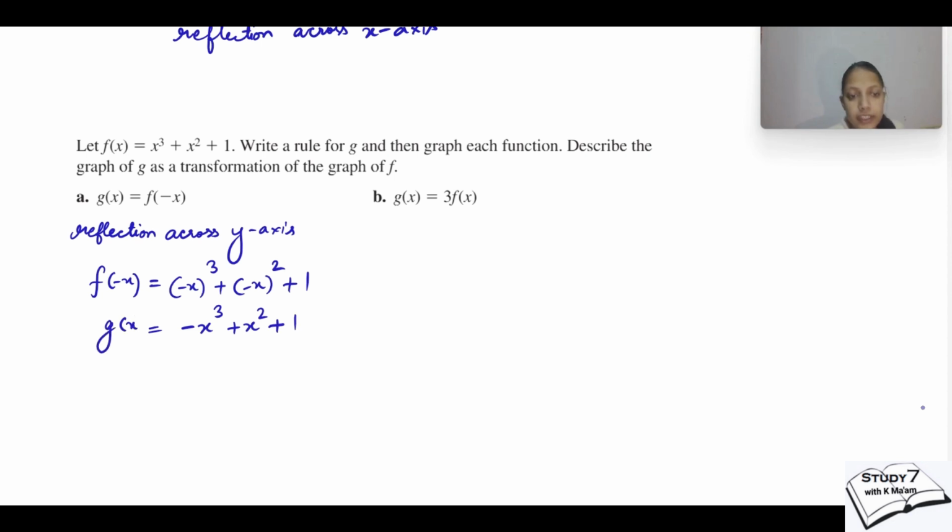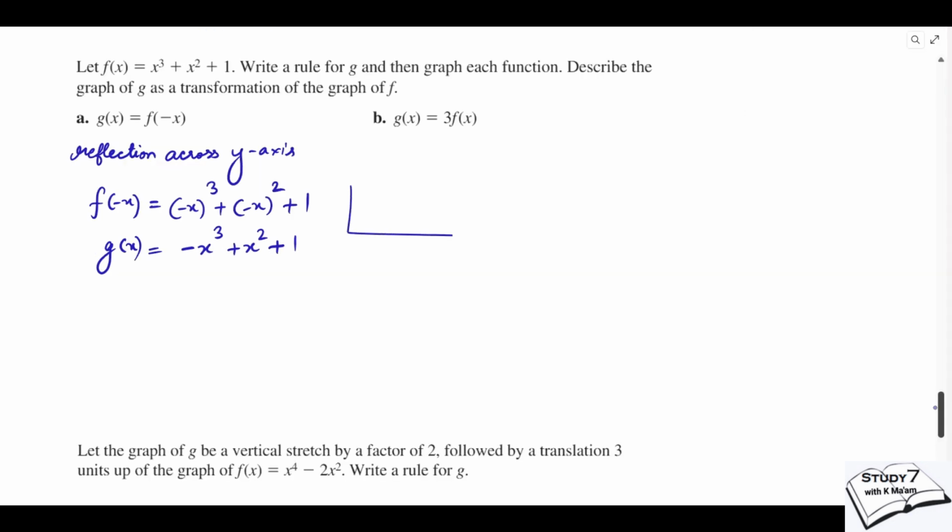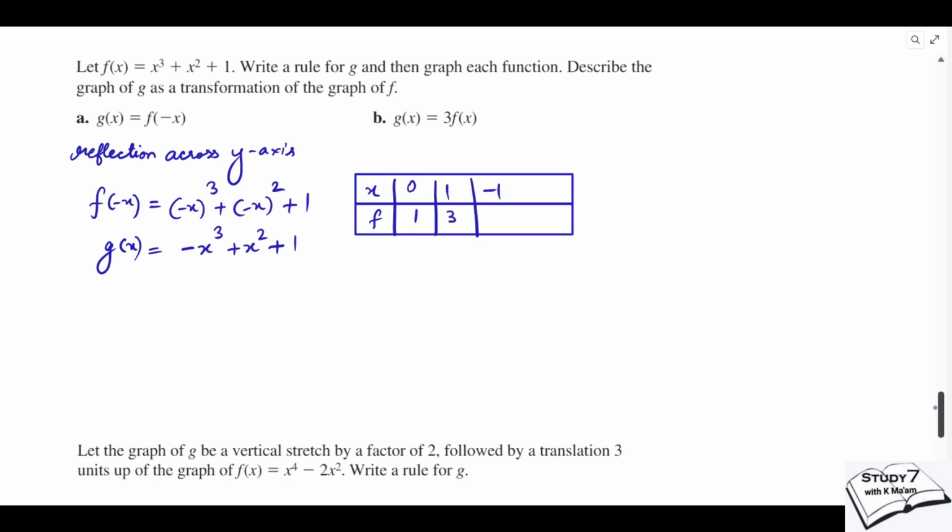This is the g(x) function. Here, let's try to draw the table for this. For the f(x) function, x, f(x). At 0, it is 1. At 1, it is 3. At -1, it is 1. At +2, it is 13. At -2, it's -8 plus 4 plus 1, which is -3.